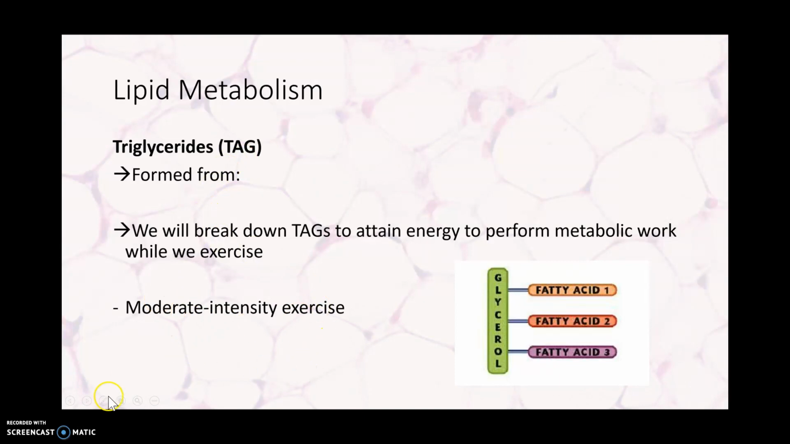We will break these down to attain energy to perform metabolic work while we exercise. And this is usually during low intensity to moderate intensity exercise. We will mainly be accessing our fat stores for energy. And like I said last week, that's because one molecule of fat has the potential to give us upwards of 125 to 130 molecules of ATP we can use for energy, as compared to a glucose where the max amount of energy is about 36 ATPs. So if we use fat, we're a little bit more efficient in that sense.